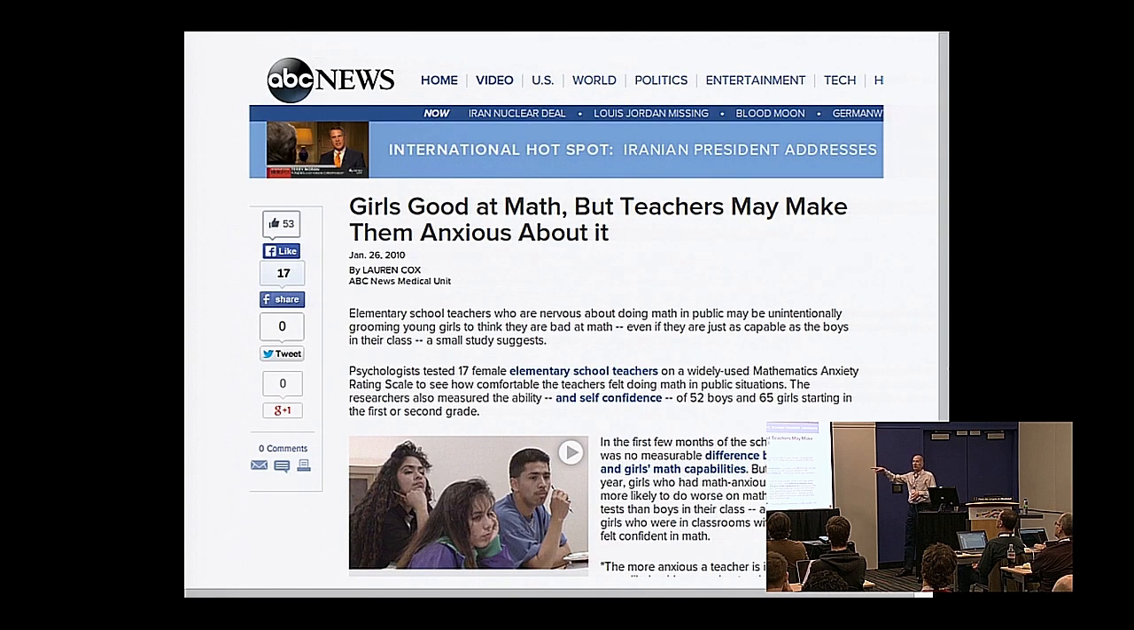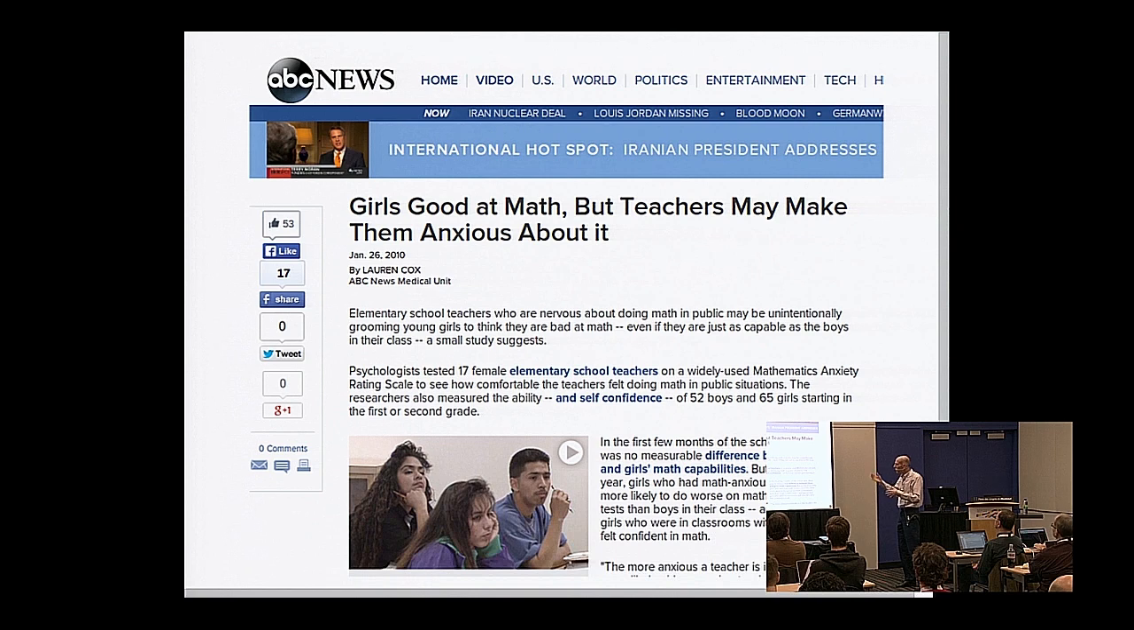You see newspaper articles like this all the time, where somebody does a study, they find an effect, and they report that there is a difference between two groups. And then that gets picked up in the popular press. They'll say, girls are good at math, but teachers may make them anxious about it. The effect that they found is that if you score teachers on a math anxiety scale, and your teacher has high math anxiety, you are going to perform a little bit worse on your math tests than if your teacher has low math anxiety.